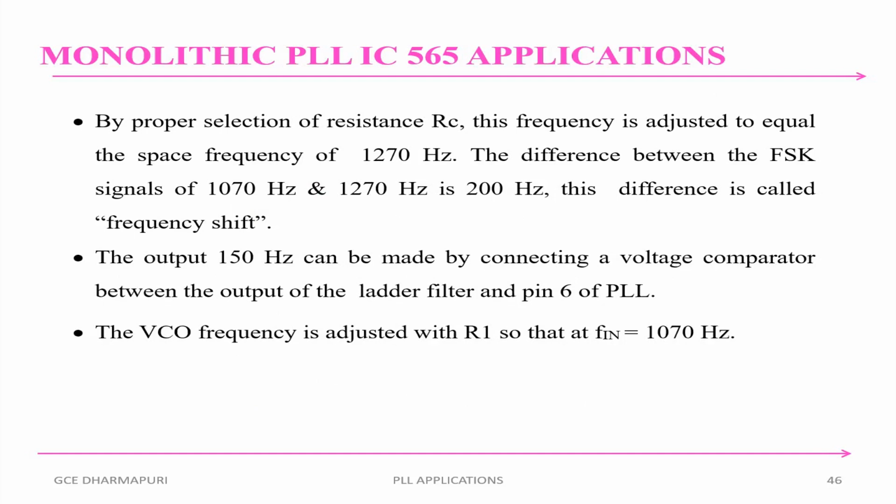The difference between the FSK signals of 1070 Hz and 1270 Hz is 200 Hz. This difference is called frequency shift. The output of 150 Hz can be made by connecting a voltage comparator between the output of the ladder circuit and pin 6 of PLL. The VCO frequency is adjusted with R1 so that fo is equal to 1070 Hz.